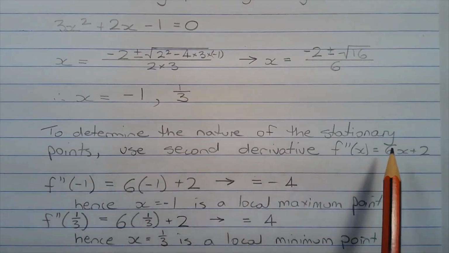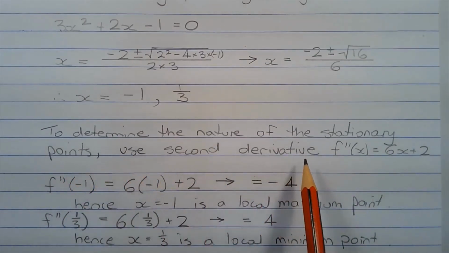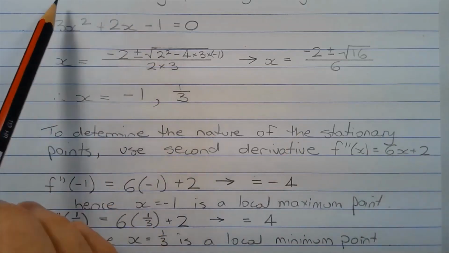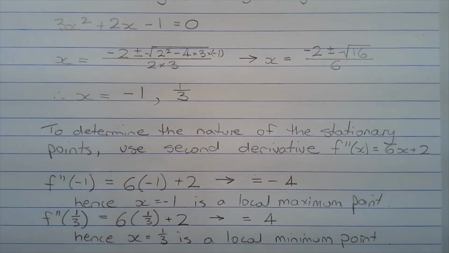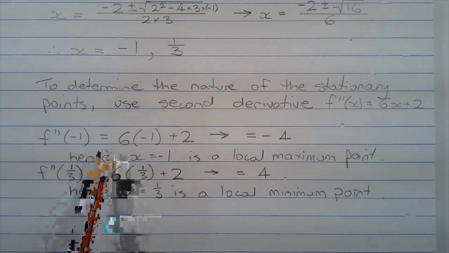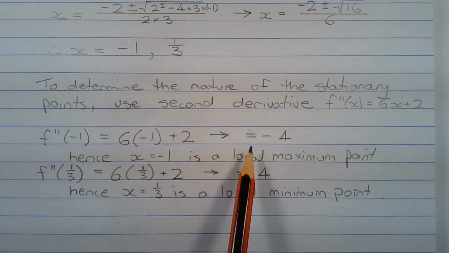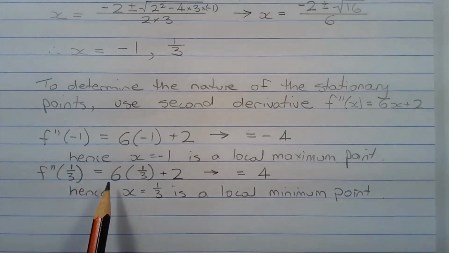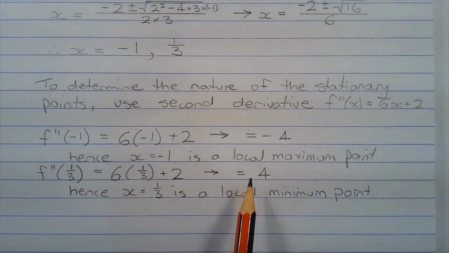To determine the nature of the stationary points, we can use the second derivative, f double dash of x is equal to 6x plus 2. And we get that by differentiating the first derivative. So f double dash of negative 1 is equal to 6 times negative 1 plus 2, which equals negative 4, which is less than 0. Hence, x equals negative 1 is a local maximum point. And f double dash of 1 over 3 is equal to 6 times 1 over 3 plus 2, which is equal to 4, which is greater than 0. Hence, x equals 1 over 3 is a local minimum point.